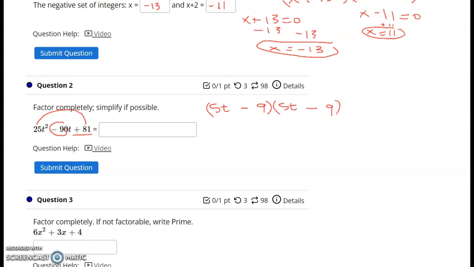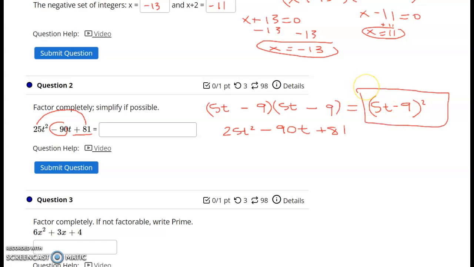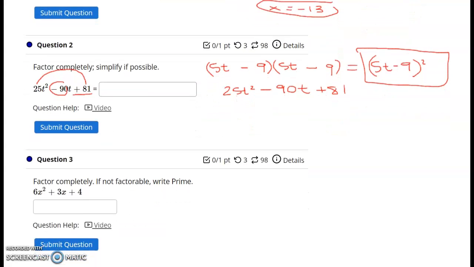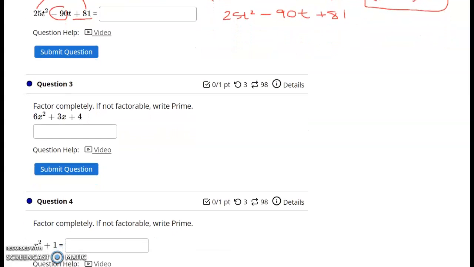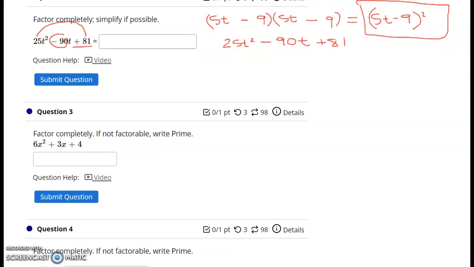So right at this point, this is just an educated guess. So I would recommend just quick multiply it out, see if it works. So 25t squared minus 45t minus another 45t gives us minus 90t plus 81. So that worked. You could also write it as 5t minus 9 squared. Be on the lookout for these because if you can recognize them, it really does make it a little bit easier. However, if you didn't recognize it, I'm going to show you how you could do it just similarly to how we'll do number 3.